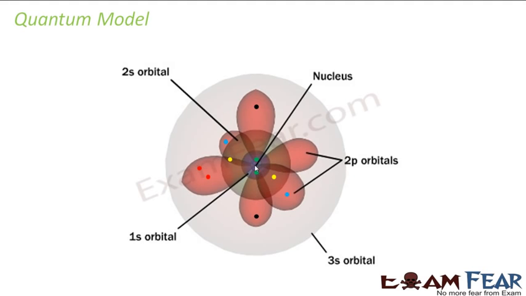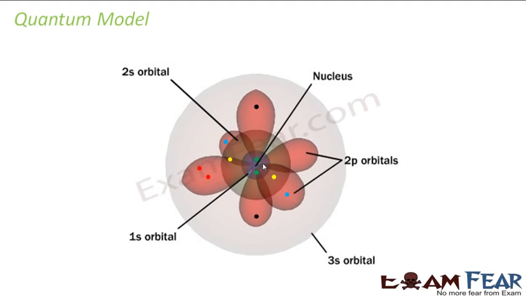This is my nucleus, which has the protons and neutrons, and then I have electrons all around. If you see the green, yellow, blue, red, black, they're all electrons. Now it's stationary. I'll make them move in just a second. And then there are various orbitals, and each and every orbital can have only 2 electrons.